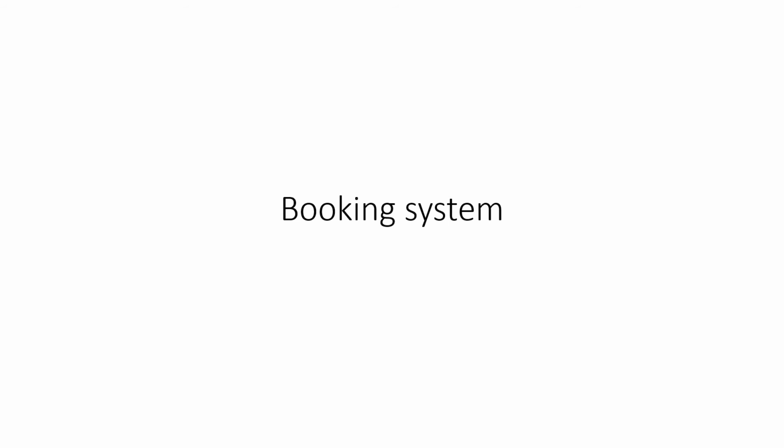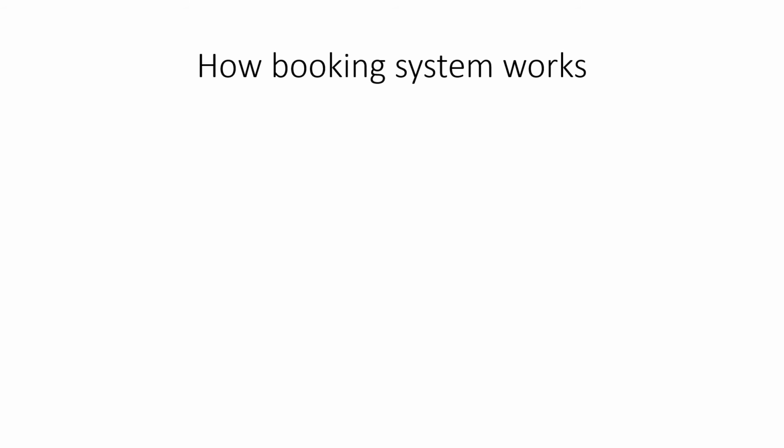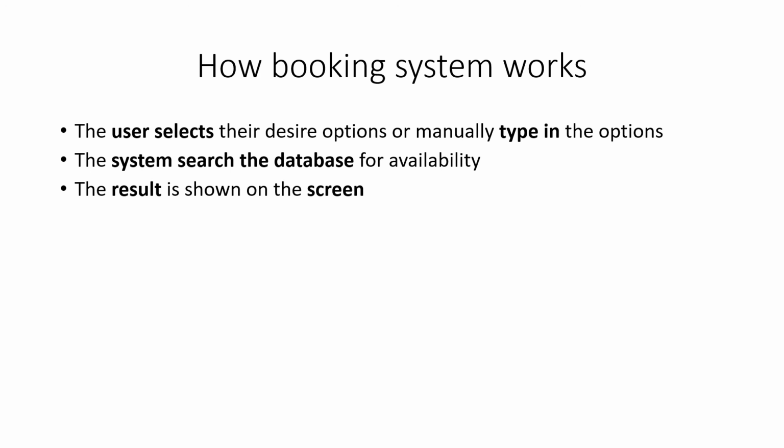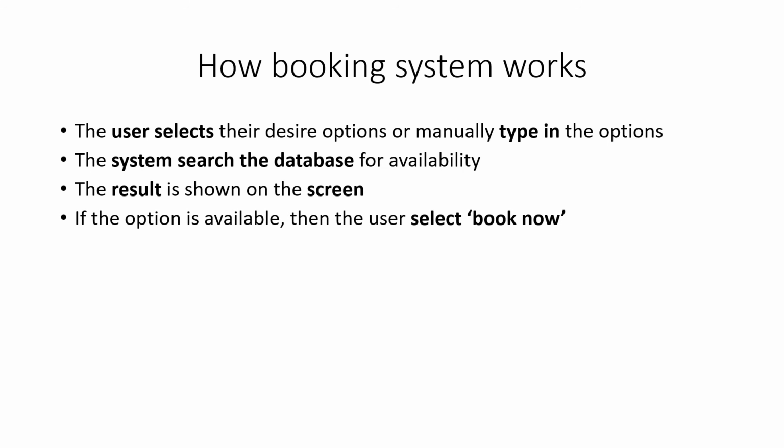Next, booking systems. How a booking system works. First, the user selects their desired options or manually types in the options. The system searches the database for availability. The result is shown on the screen. If the option is available, then the user selects book now.